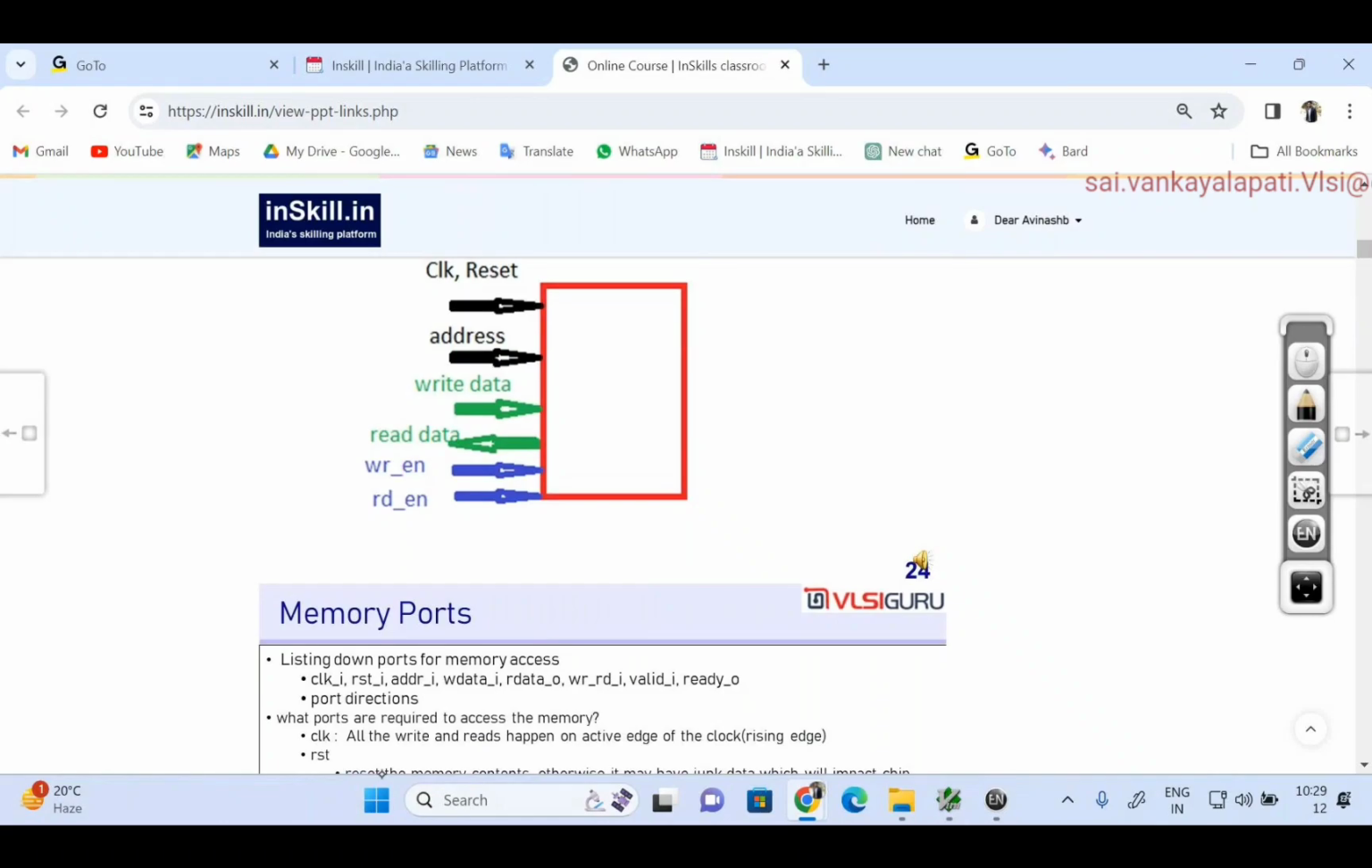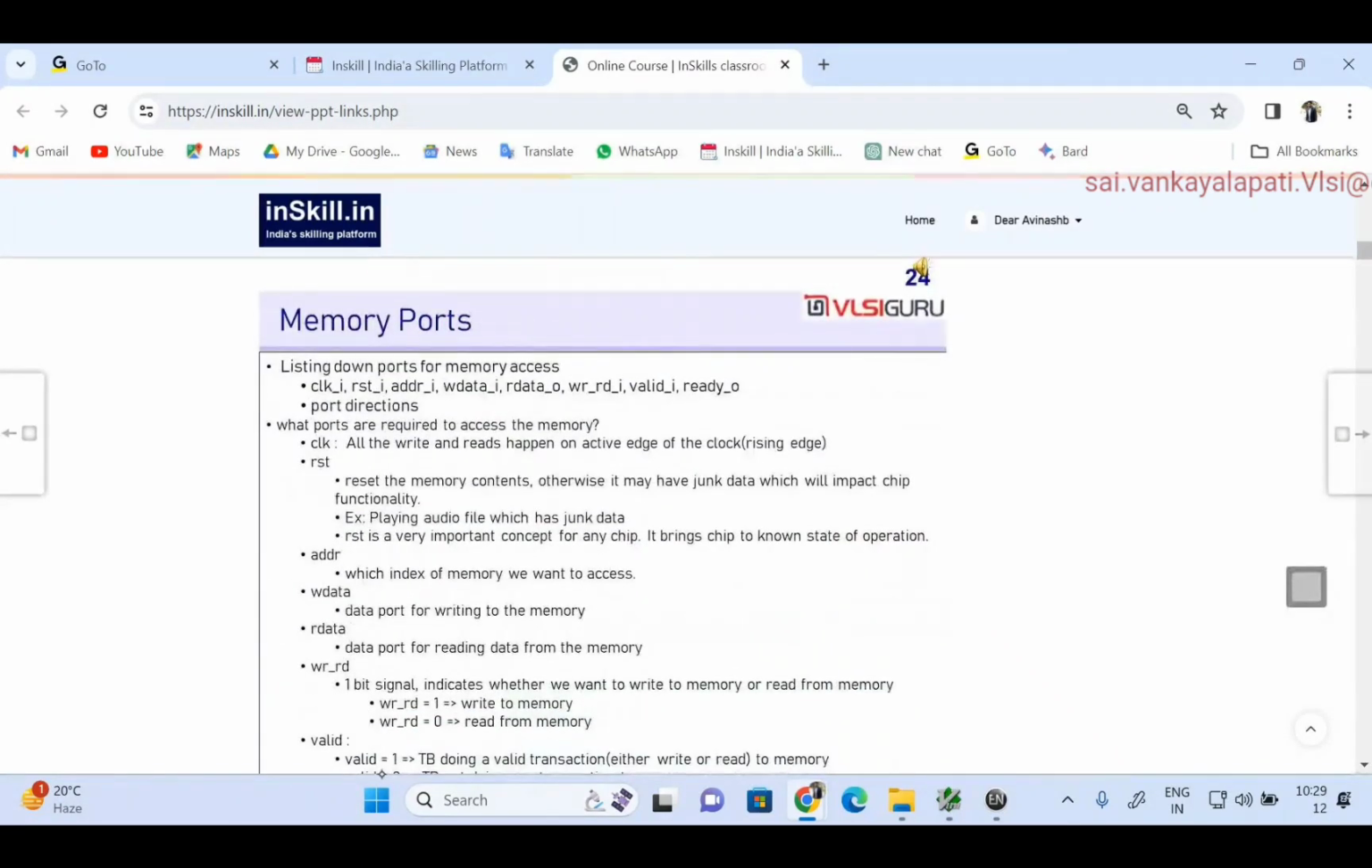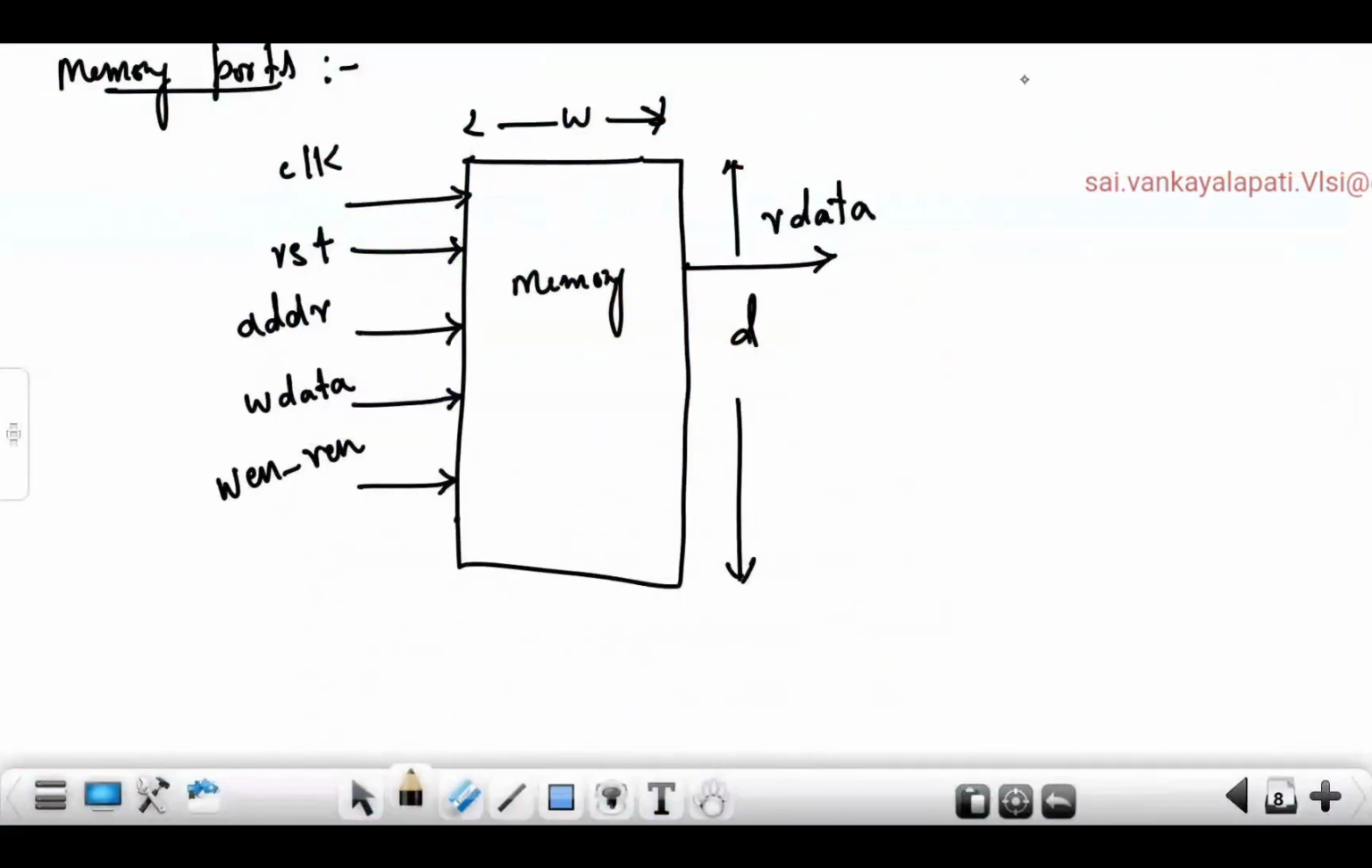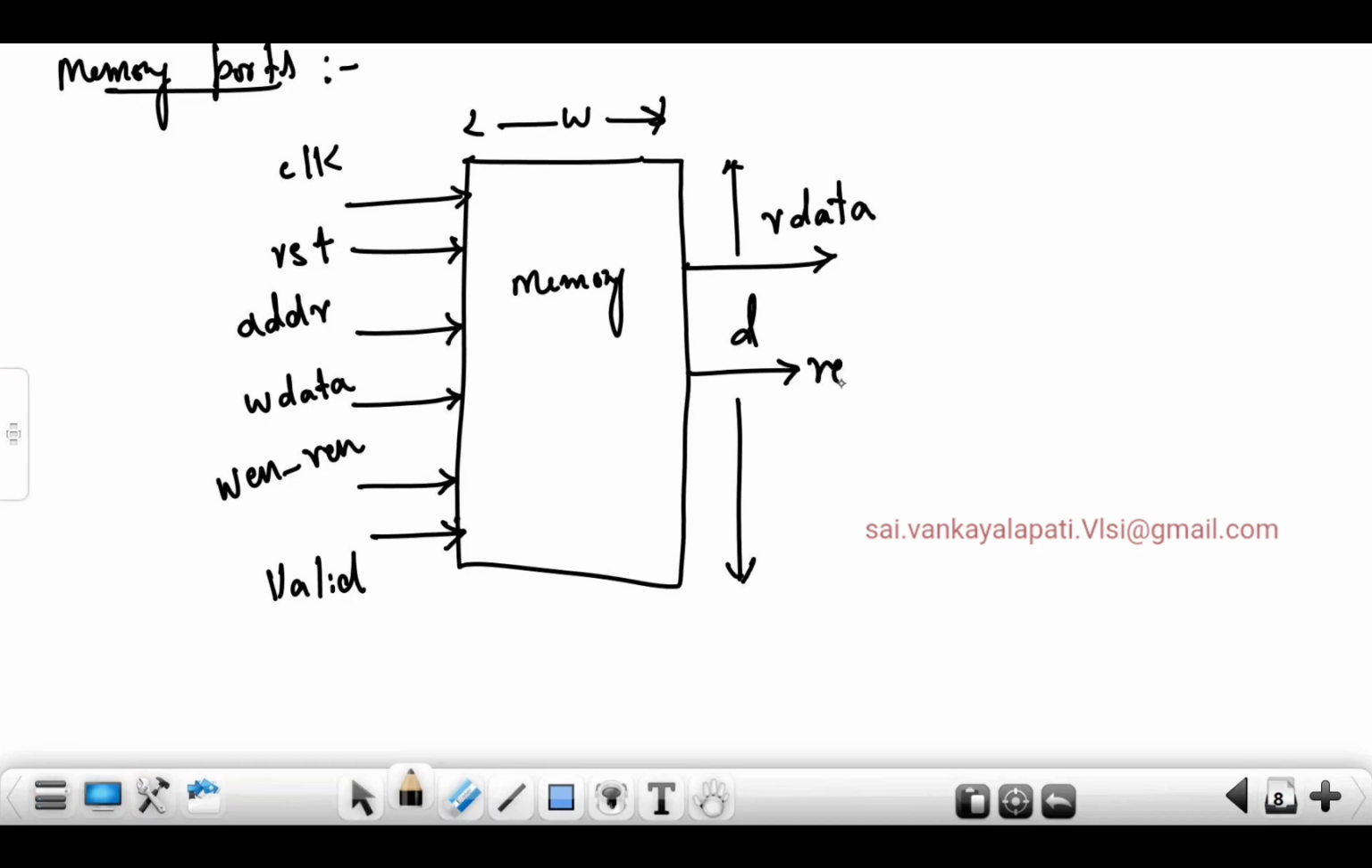So if I list down the ports for memory access, suppose I want to do handshaking. Handshaking means one more input signal, which is the valid signal, and one output signal, which is the ready signal. Valid and ready: if there are two persons who want to transfer data, person one gives a request to person two. Once they shake hands, the acknowledgement is done, and now you can transfer the information. This is the handshaking concept.